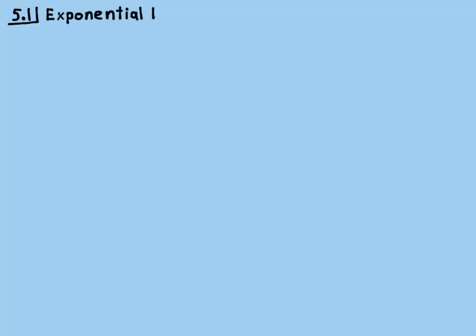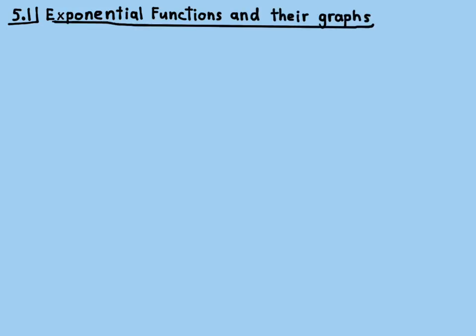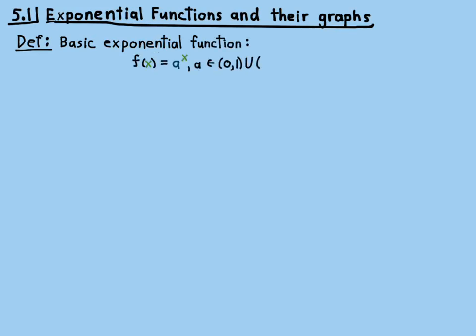Section 5.1 is exponential functions and their graphs. This is a fairly short lecture, only 2 videos. Start with a definition. Basic exponential function is a function of the form f of x equals a to the x, where a is in the interval 0 to 1, union 1 to infinity. So it's going to be either between 0 and 1 or between 1 and infinity.